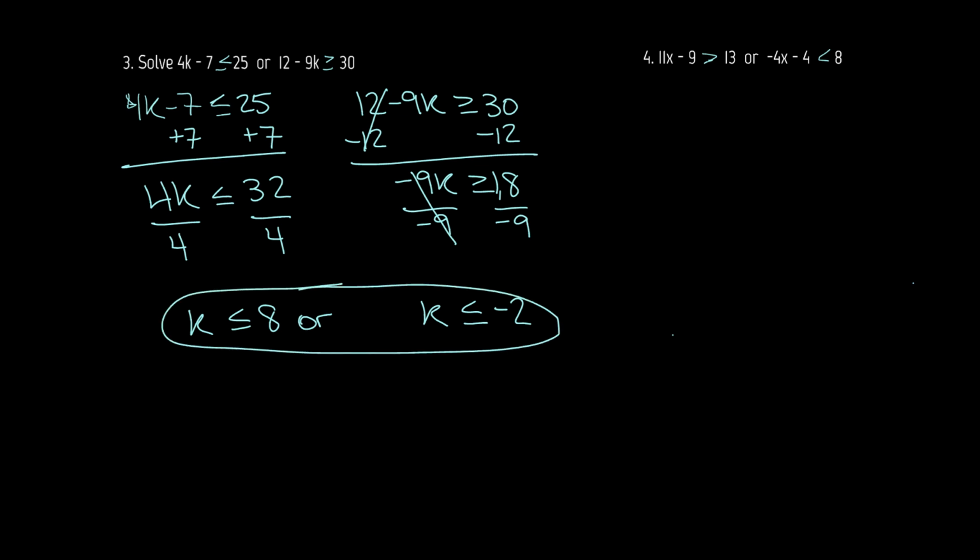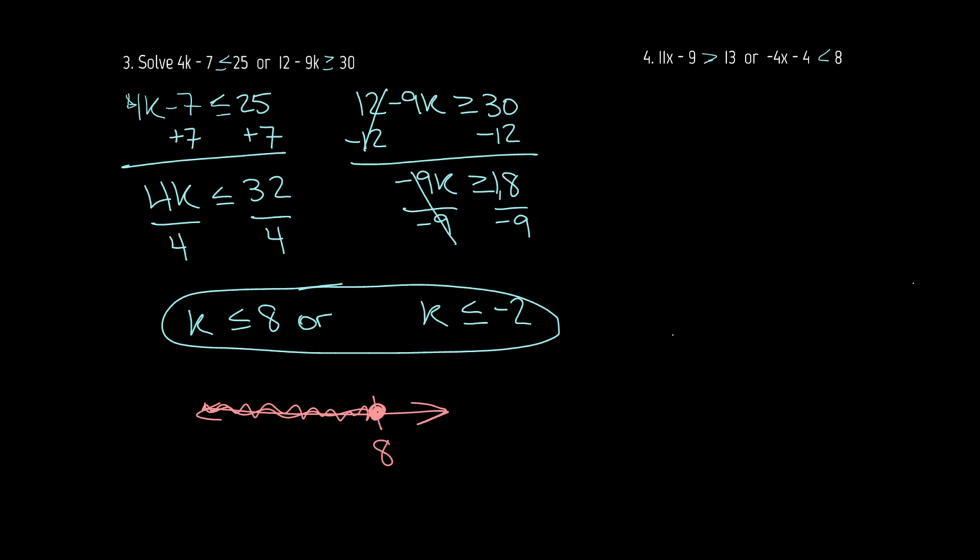So if I was just wanting you to list the solutions, that would be it. But I do want you to graph these on a number line. So let's do the first one. We've got k is less than or equal to 8. So if I have an 8 on a number line, it's less than or equal to, so it's going to be a solid circle, and it would be less than. So we're going to shade every number less than 8.